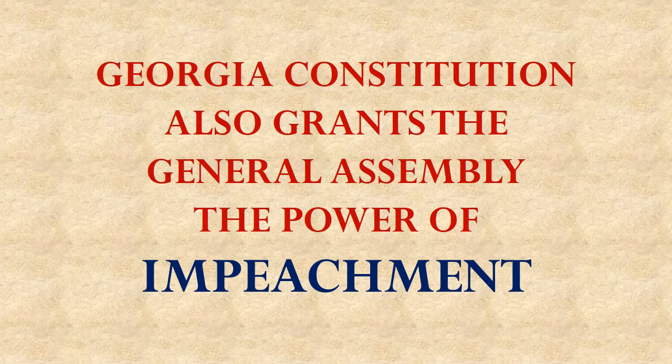The next power that we want to talk about in this lesson that's given to the state legislature concerns impeachment. Now, you may recall when we've talked about impeachment previously in this course, when we talked about it concerning the President of the United States, impeachment is when you remove somebody from office because they engage in some sort of conduct that is considered bad enough to get them out, such as committing treason or some high crime or some political thing like stuffing a ballot box or whatever it may be. Well, that is provided for in the Georgia Constitution.